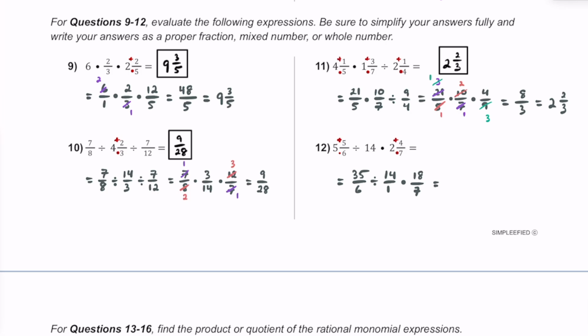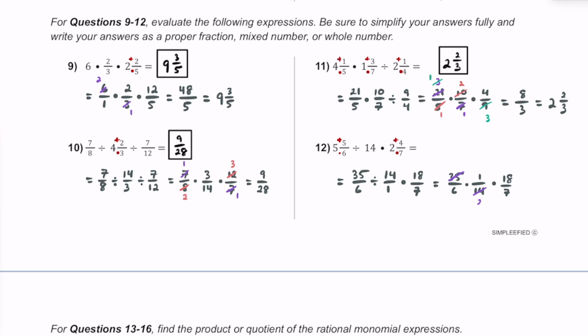So let's rewrite this so everything is multiplication. So I'm going to keep this 35 over 6, multiply by the reciprocal of 14 over 1, which is 1 over 14, and then multiply this by this 18 over 7. All right, now that everything's multiplication, we can look to cross cancel a bit here. Let's see, for the 14 and 35, I'm going to divide these both by 7.